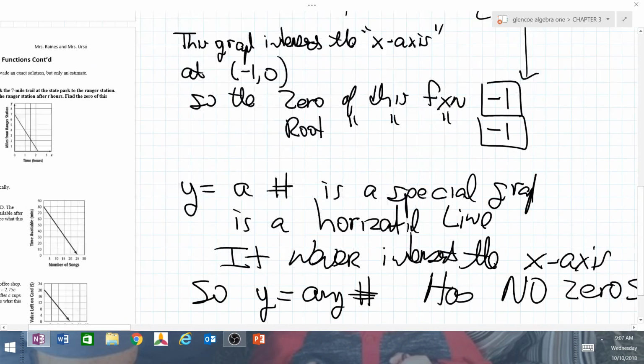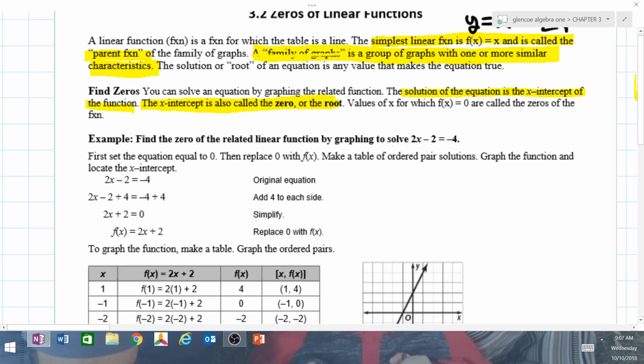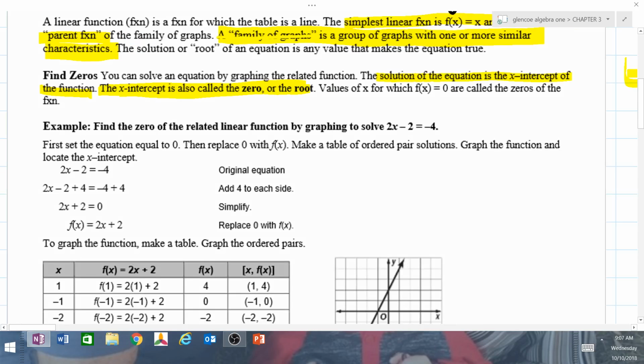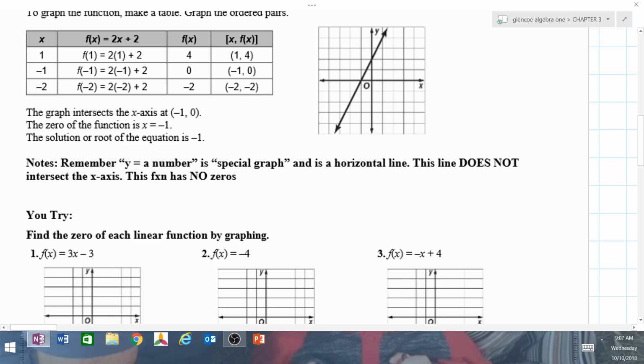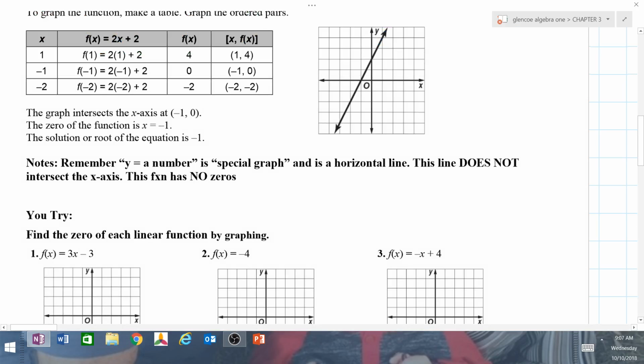Are you with me? Let's show it to you in your notes right here. Let's just look at this because this is important. One more time. Remember that y equals a number is a special graph and is a horizontal line. These lines don't intersect the x-axis, so they would have no zeros. Okay, we'll pick it up here tomorrow. Basically, what you need to know for tomorrow for the quiz.